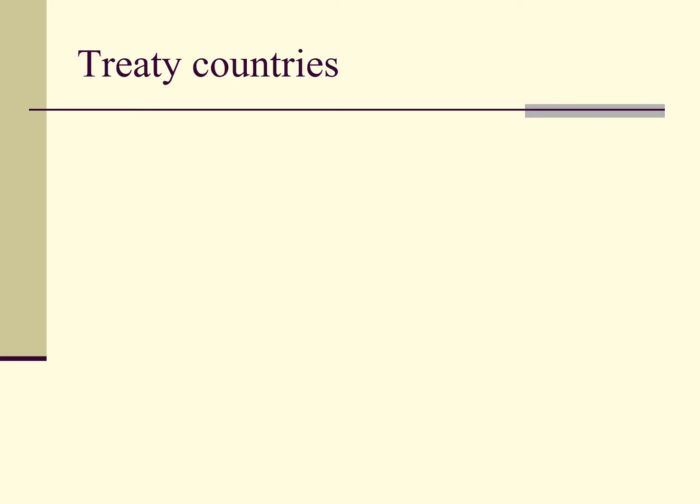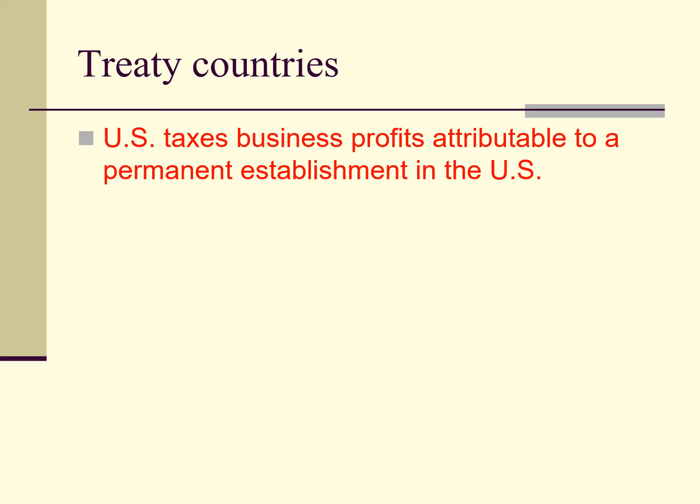Let's turn to U.S.-owned foreign corporations organized in treaty countries. As we learned in our study of inbound transactions, where a foreign corporation is organized in a country with which the United States has a tax treaty, business profits of that corporation are taxed in the United States only to the extent they are attributable to a permanent establishment in the United States. This basic rule does not change when the foreign corporation is owned by U.S. shareholders.